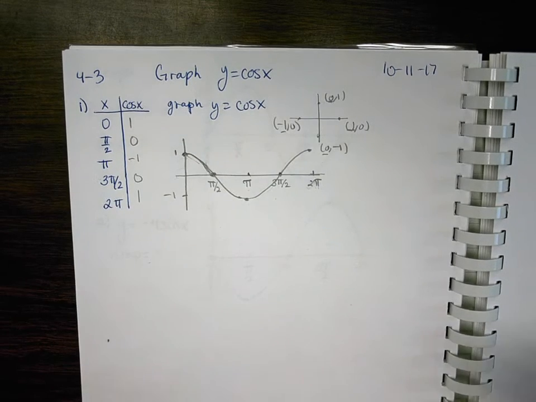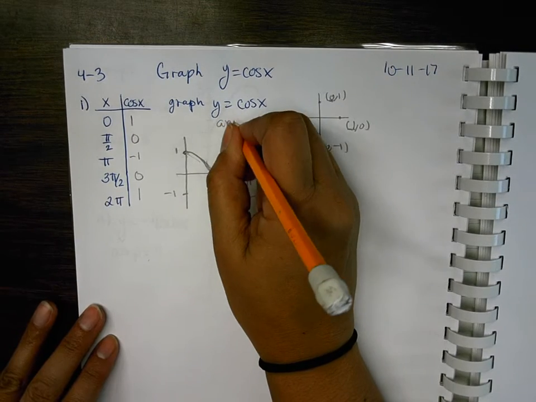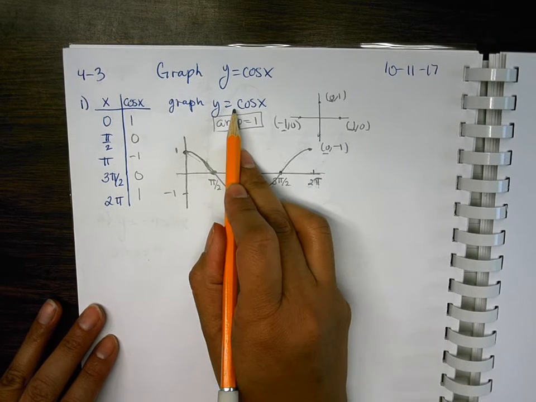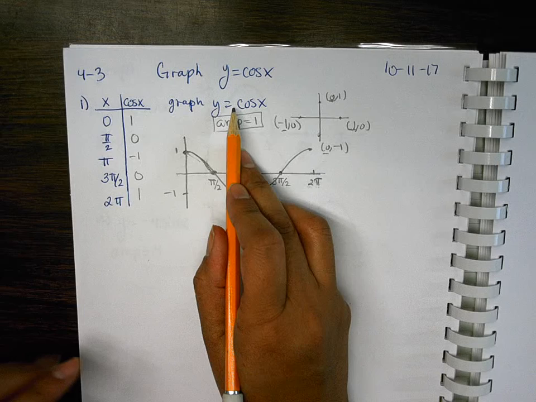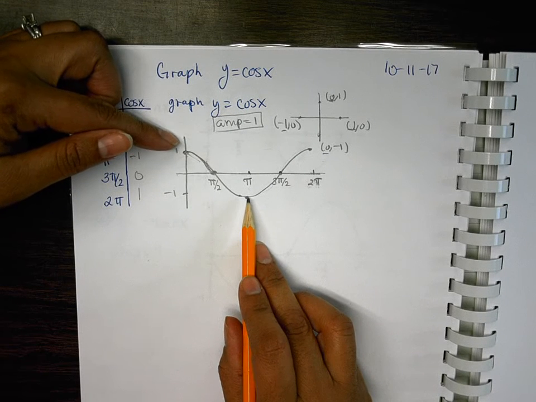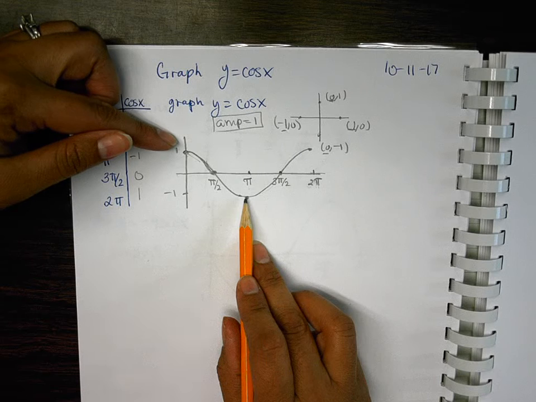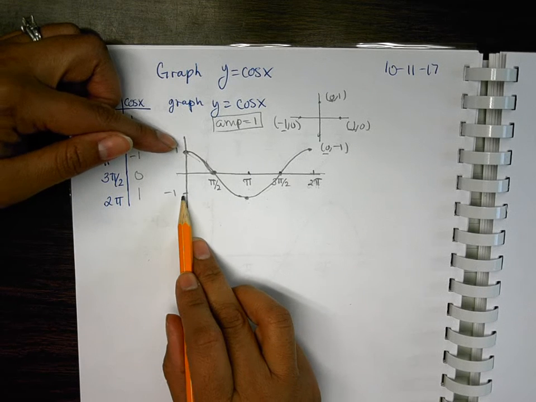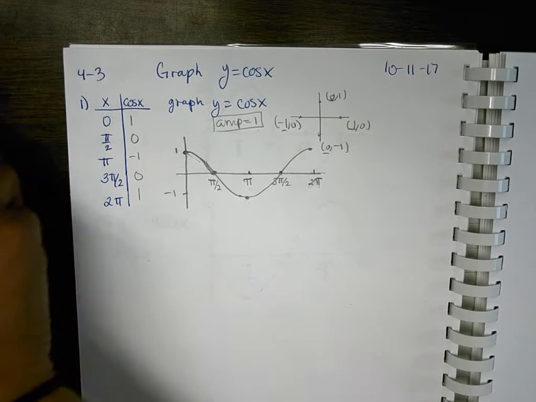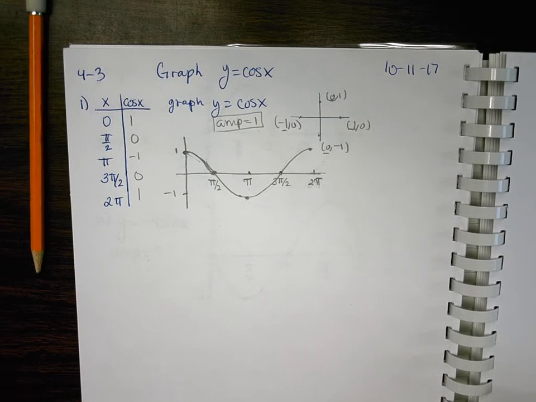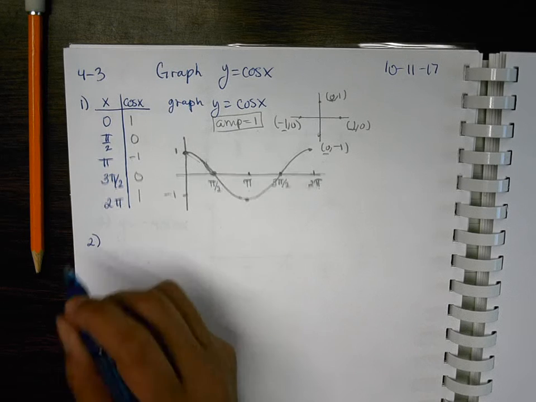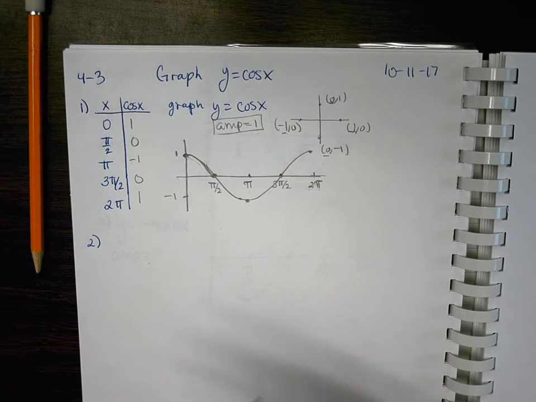What's the amplitude here? We talked about that yesterday. The amplitude is 1. It's the absolute value of the coefficient. Or the definition we had yesterday was it's half the distance between your max and your min. What's the distance between 1 and -1? 2, and 2 cut in half is 1. All right, questions on this one? We're good? Okay. Number 2, we're going to go straight to trying to graph without the T-chart.